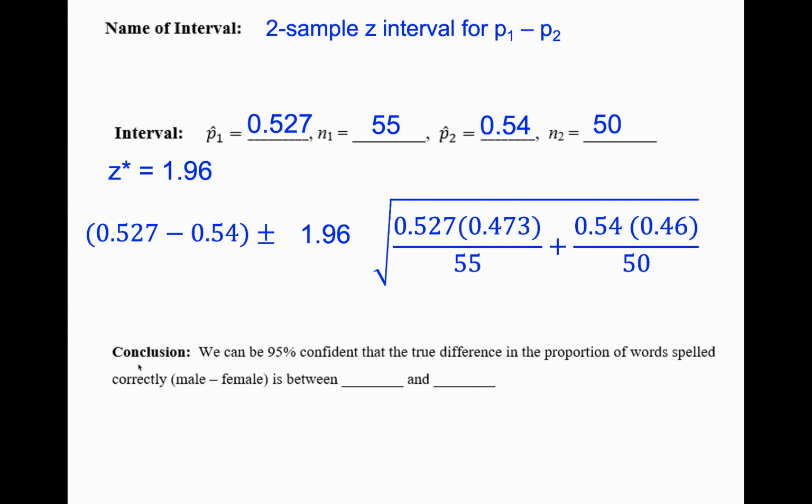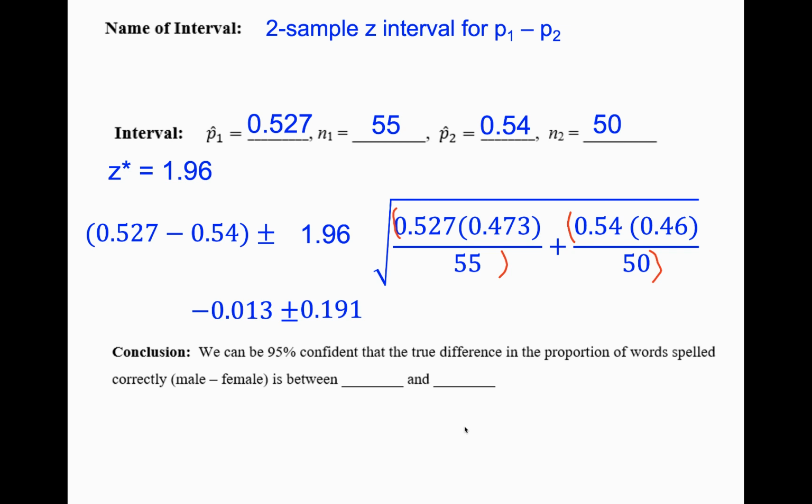I would recommend that when you type this in your calculator, that you type all of this in parentheses. So 0.527 times 0.473 divided by 55, put all of that in parentheses, then add all of this in parentheses and hit enter. And then take the square root and then multiply that result by 1.96. And that will give you the margin of error. So 0.527 minus 0.54 is negative 0.013. That's our statistic. And then the margin of error works out to be 0.191.